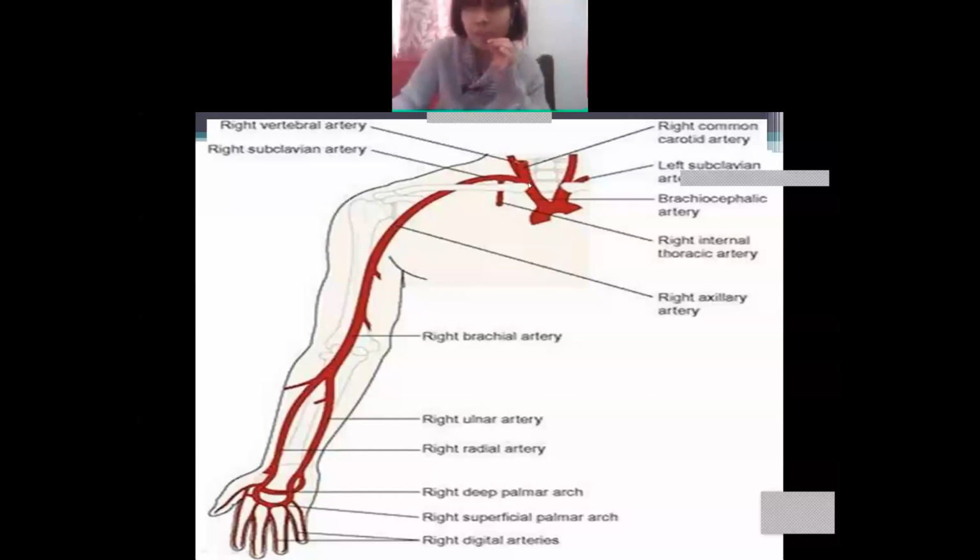Okay, so from this brachiocephalic artery, what artery will arise? The subclavian artery. Understand? So from the brachiocephalic artery, the subclavian artery will arise, I mean, it will come out. From where? From the arch of the aorta. Arch of the aorta means what? Do you remember the heart?